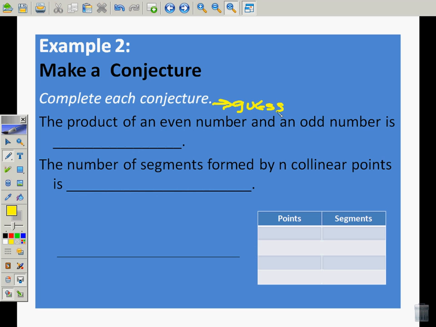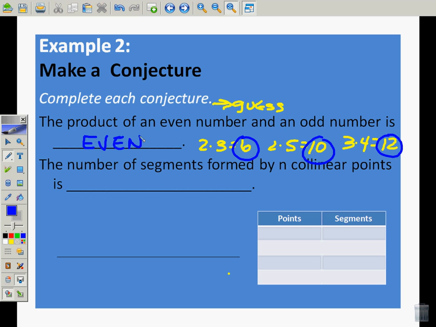Okay. The product of an even number and an odd number. We are guessing at what this means. And by guess, it's not so much a guess as it is an educated guess. Okay? So the product of an even number and an odd number is blank. Well, we don't know. So what we're going to do is look at specific cases. Like 2 times 3 is equal to 6. 2 times 5 is equal to 10. 3 times 4 is equal to 12. Look at what's happening here. If we have an even number and an odd number, we're ending up with all even numbers. So my guess is going to be that this is even.